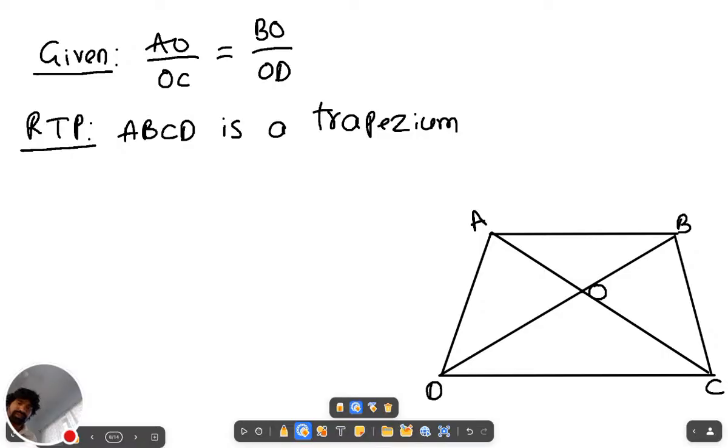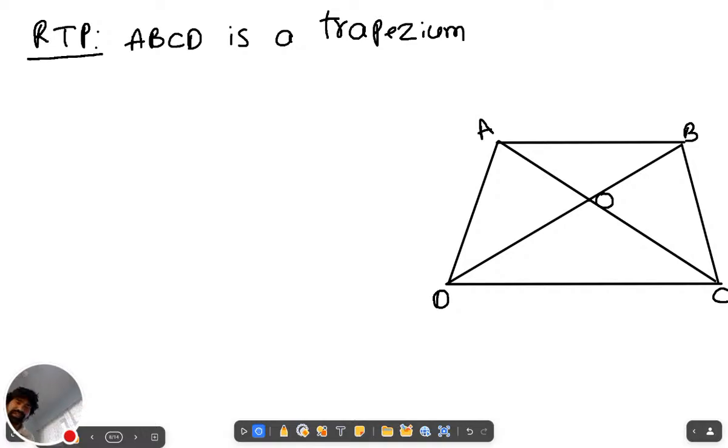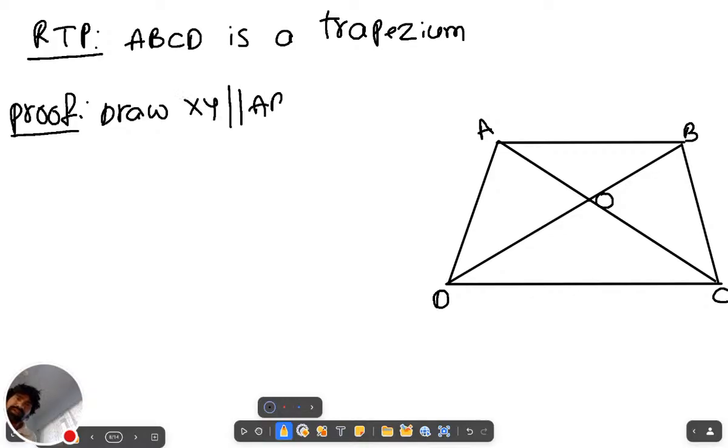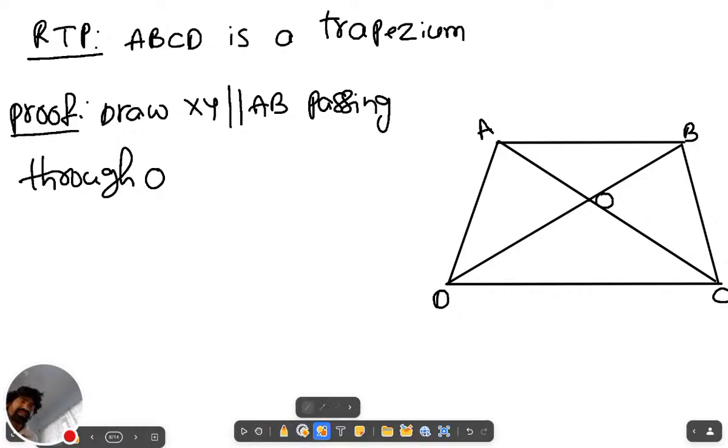Okay, so to prove this one, we need to do one construction. What is that construction? Draw XY line parallel to AB passing through O. So we need to draw the XY line parallel to AB, passing through O.